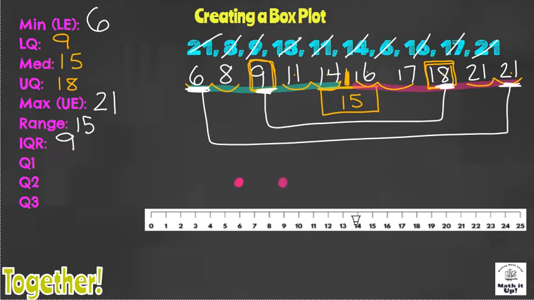Our median was 15. Our upper quartile was 18. Our max is 21, or our upper extreme. Okay, so now I just have a series of points here, and we're going to create our box and whisker from here. So we first start by bringing in the whiskers.